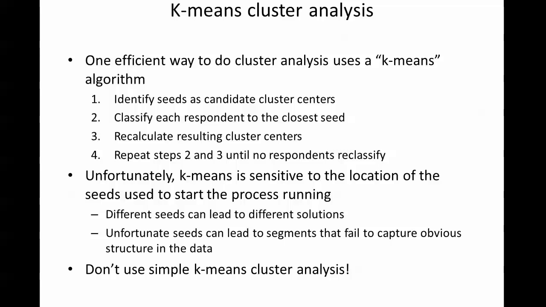Unfortunately, as you might imagine from an algorithm like this, k-means is a little bit sensitive to the location of the seeds that start the whole process going. Different seeds can lead to different solutions, so it's really easy to put together artificial data and show that k-means can end up at a very non-optimal solution. As a result, we strongly advise: don't use simple k-means cluster analysis. It's a really good way, potentially, of fooling yourself that you found the true segmentation structure when in fact you have not.